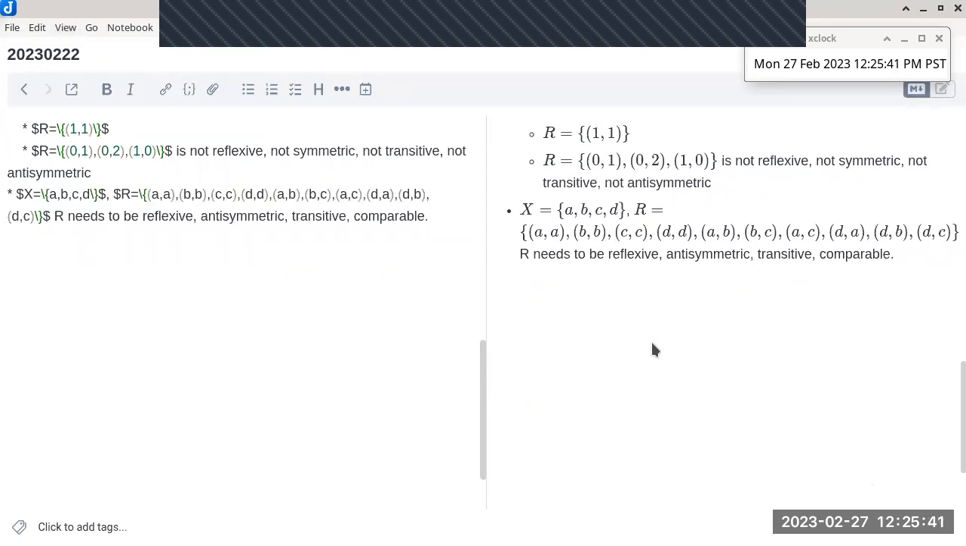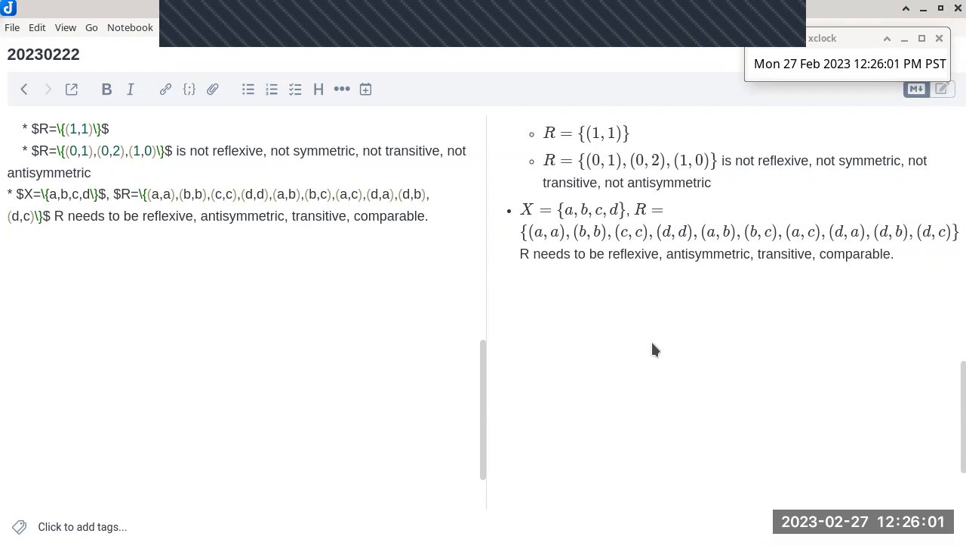So it is now comparable, not a problem. It continues to be reflexive, also not a problem. Antisymmetric, it is still antisymmetric, not a problem. But I'm looking at transitive and asking, well, are we still okay with being transitive here? So let's take a look.